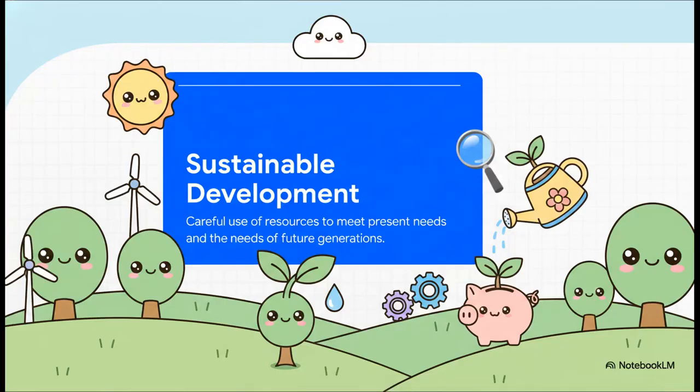And finally, let's wrap things up with Section 5, Conservation and Sustainable Development. Here is a vocab term you absolutely must understand for the exam. Sustainable development. This is the careful use of resources to ensure they meet our present needs, as well as the needs of, well, future generations. It's all about balancing today's progress with tomorrow's survival. Just imagine if all the Earth's water vanished tomorrow and every single tree was chopped down. That'd be a nightmare, right? We have to use incredible prudence to allow nature the actual time it needs to replenish itself.